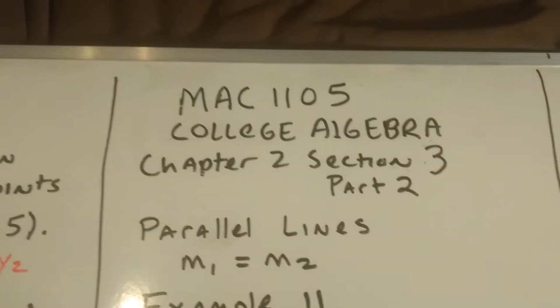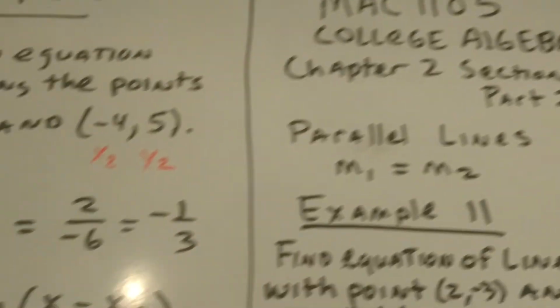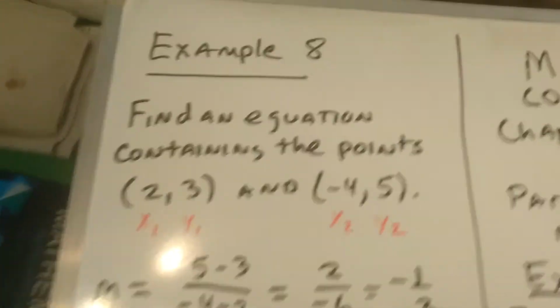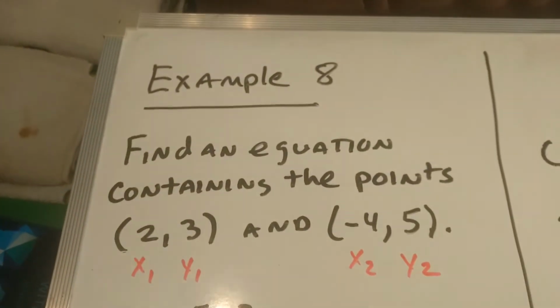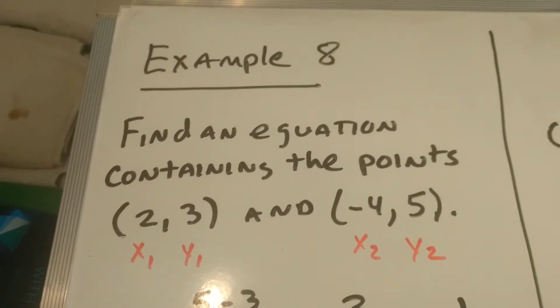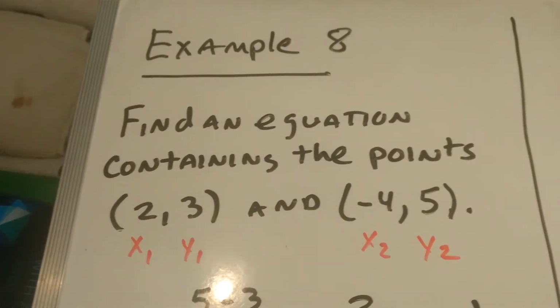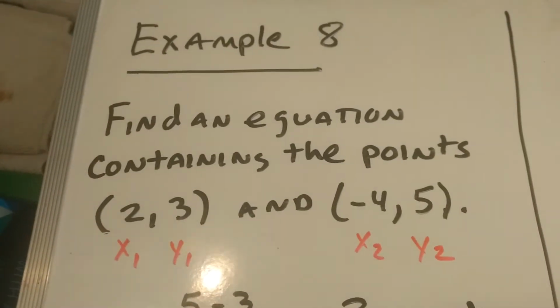Act 1105, College Algebra, Chapter 2, Section 3, Part 2. Okay, this deals basically with using the point slope formula to take information such as 2 points or slope and a point into slope intercept form or standard form, preferably slope intercept form.